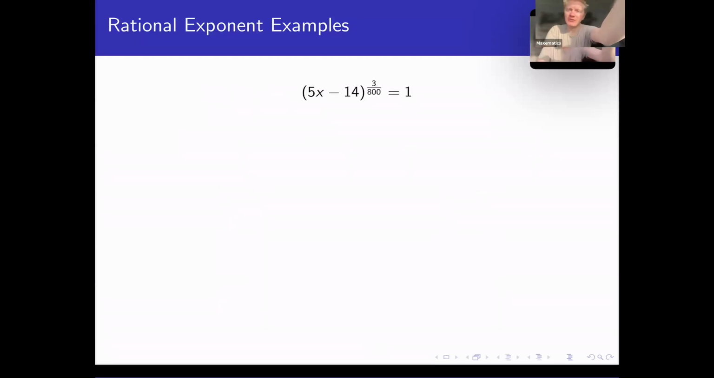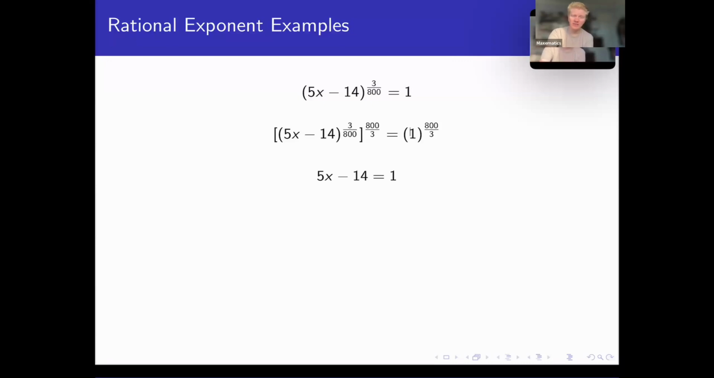All right, let's do two more examples. 5x minus 14 equals 3 over 800. We're going to raise both sides to the 800 over 3. However, original numerator is odd, no plus and minus. So we raise both sides to the 800 over 3. Well, very convenient. 1 raised to any power is just 1. You add 14, you divide by 5. How beautiful.